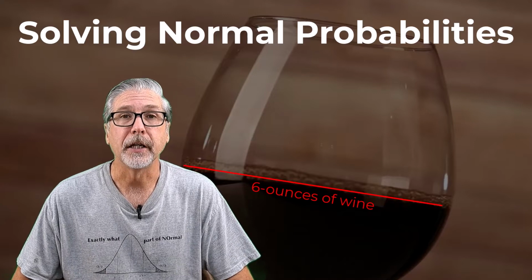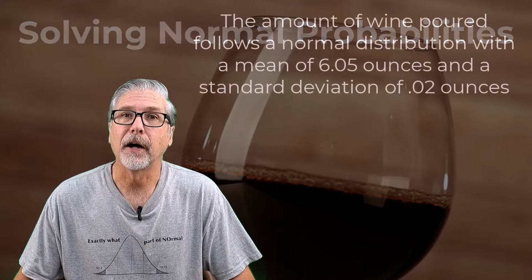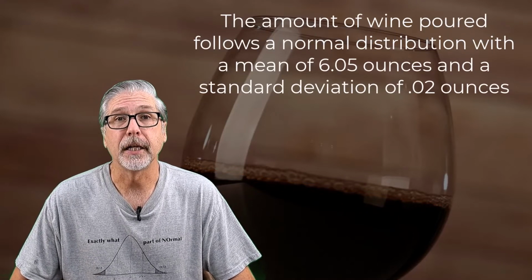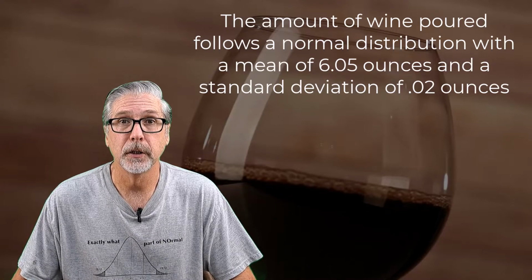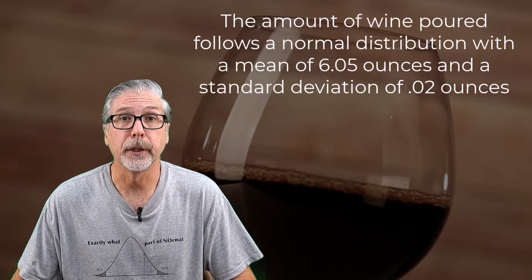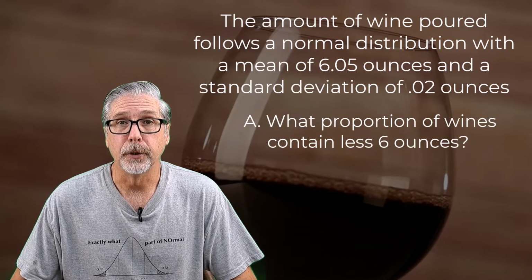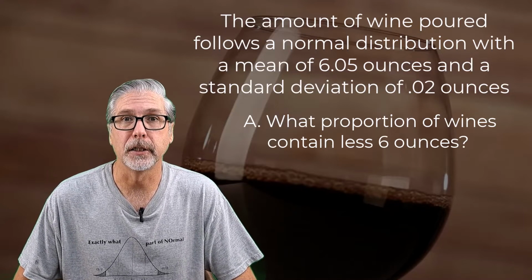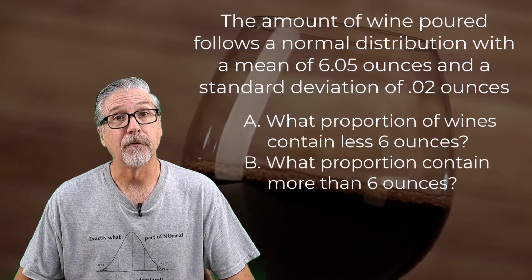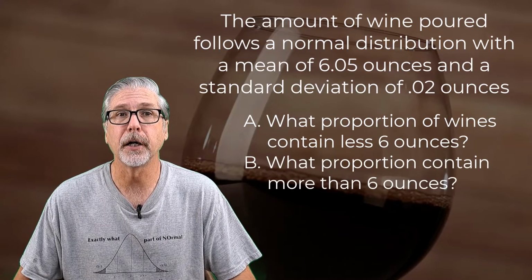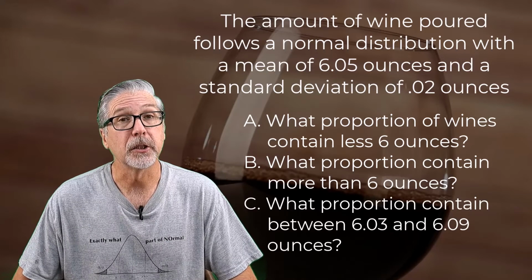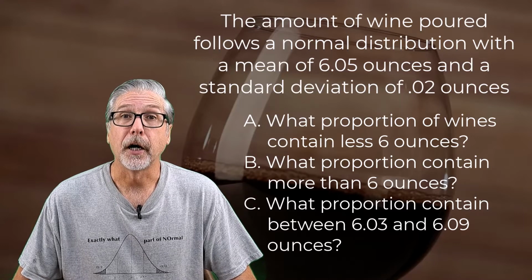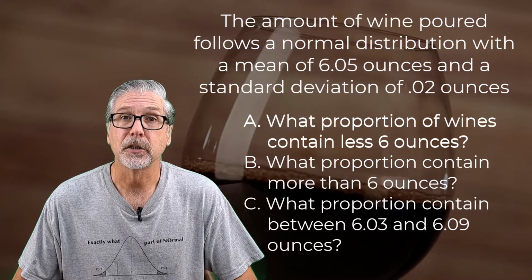Suppose I tell you that the amount of wine poured into the glass follows a normal distribution. It has a mean of 6.05 ounces and a standard deviation of 0.02 ounces. Now, I want to use this normal curve to answer the following 3 questions. First, what's the probability that a pour is less than 6 ounces? In other words, what proportion of the wines have less than the advertised 6 ounces? Second, what proportion of them have a pour that exceeds 6 ounces? And finally, what proportion of the pours are between 6.03 ounces and 6.09 ounces? Now, we're going to try to use the normal probability distribution to solve this question.